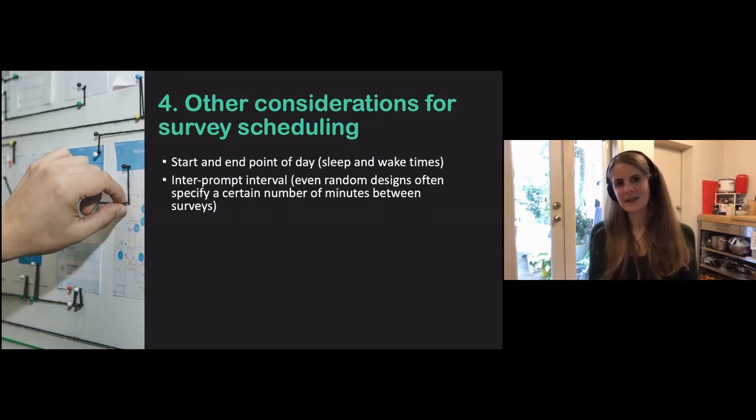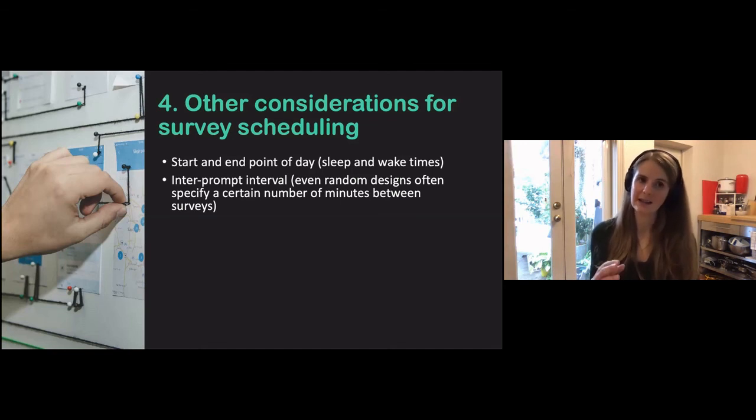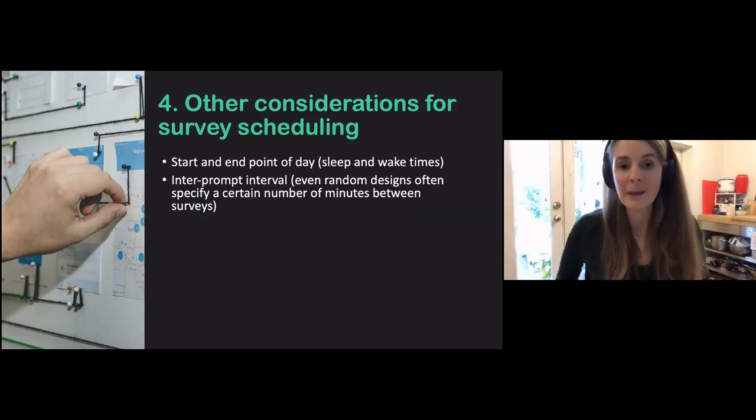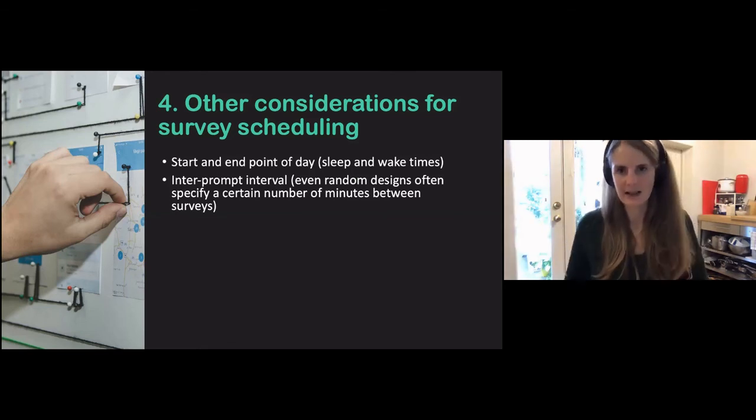The other thing to think about is the interprompt interval. So this is the interval between surveys. Even the random designs we talked about that send surveys at a random interval or at a random time often specify that there has to be a certain number of minutes between surveys, because otherwise you might get a situation where a survey comes in the previous window at 11 a.m. and then the next window starts and a survey turns up at 11:05. And that's not particularly interesting data for you, and it's super annoying for the participants. So you might want to say there must be at least 30 minutes between surveys.